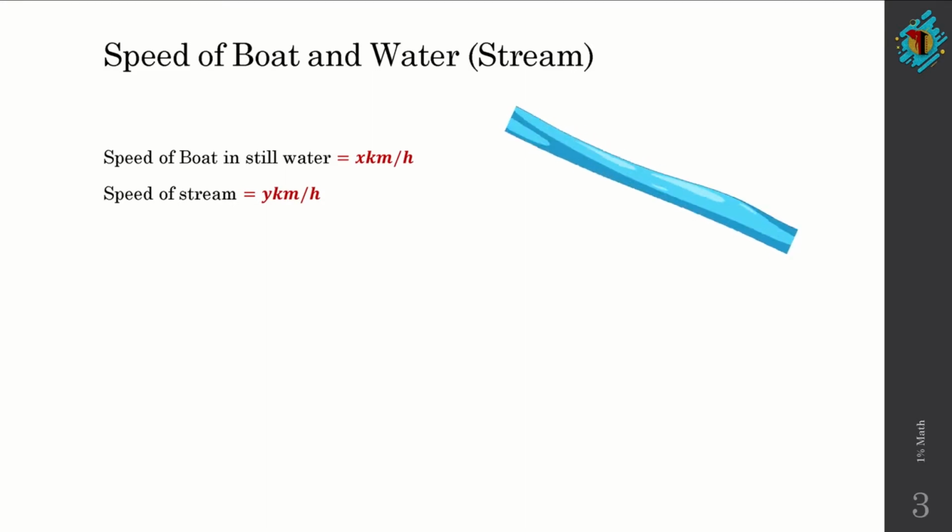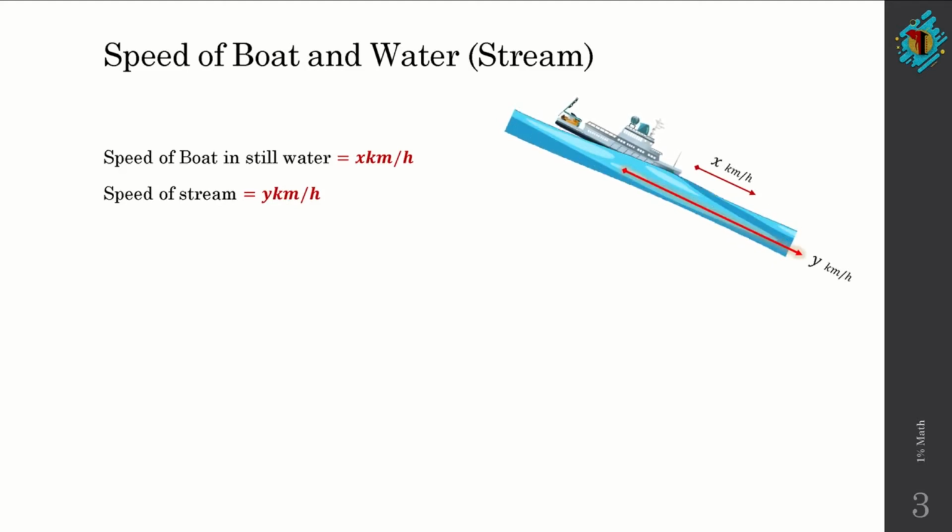Consider this as a river which is flowing downstream. So that means the direction of the river is this. You can see the red line that indicates the direction of the river. Now let us take a boat. The boat is also moving in a downward direction. So this is the direction of the boat. As we have considered, the speed of the boat is x km/h and speed of the stream is y km/h. Here both the boat and the stream are in the same direction.